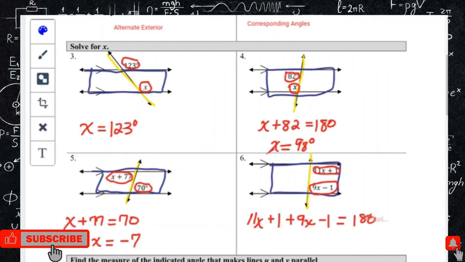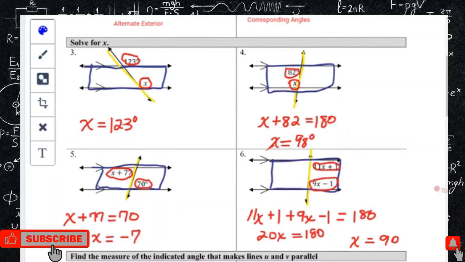All right, and then we just solve this equation once it's been set up. 11x, 9x should give us 20x. 1 and -1 will cancel. And since I'm a highly skilled mathematician, I cannot write that 0. I'll just leave it off. 20x equals 180. Divide both sides by 20, and x is going to be 90 for number 6. Okay. All right, hopefully this is a really good review for you and you were getting these answers correct. Let's move on to the next section.